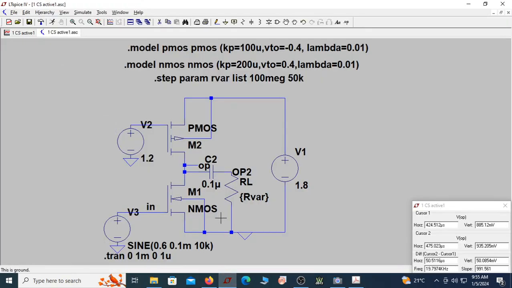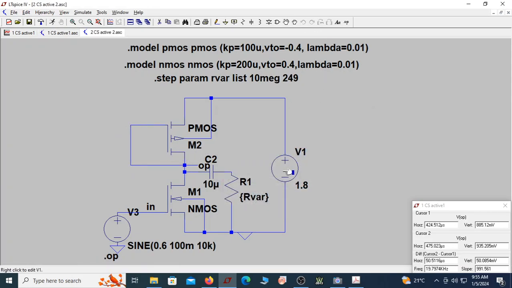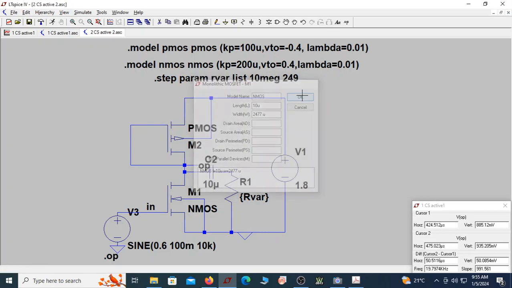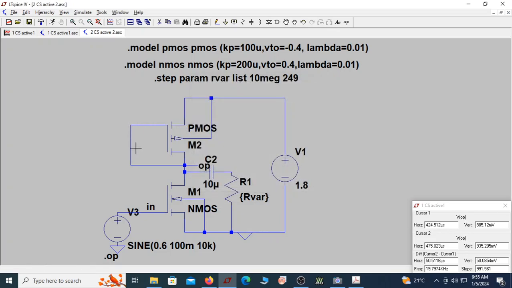Let me go here. This is the previous circuit. Let me open the second circuit. So this is my second circuit. If you carefully look here, this MOSFET has the same dimension as the previous case, 247.7 is the W by L, whereas the W by L of this is 79.2, of course 792 by 10 becomes 79.2. This is the W by L of the PMOS transistor. Why it is so small is because my VGS has increased from minus 0.6 to minus 0.9.